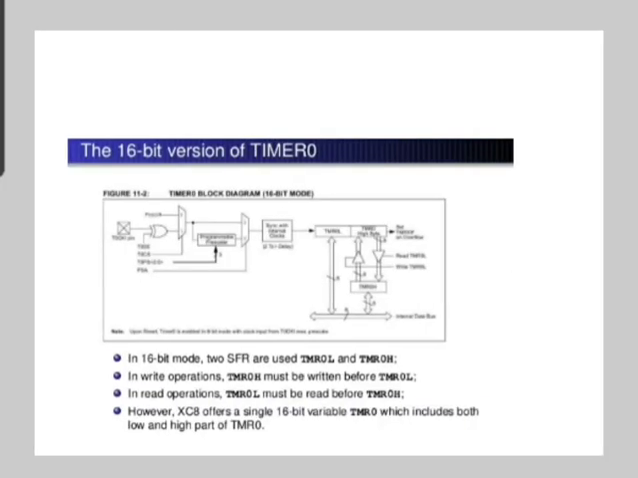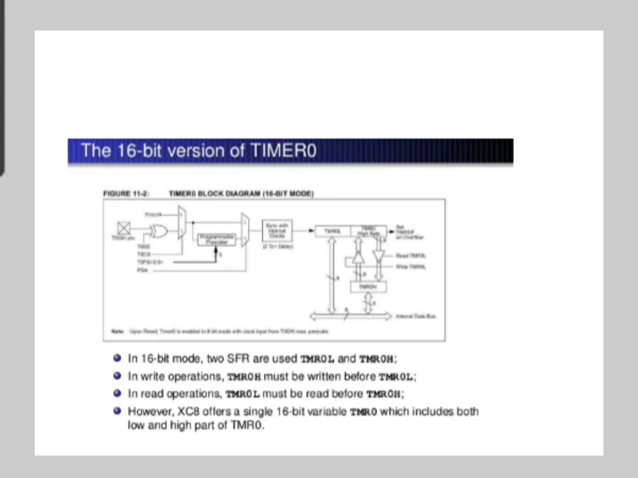Then the next is the 16-bit version of Timer 0. Timer 0 in 16-bit mode is shown in this diagram. Here two timer registers, named TMR0L and TMR0H, are used to store the 16-bit timer value. The low byte TMR0L is directly loadable from the data bus, and the high byte of Timer 0 can be loaded through a buffer called TMR0H.